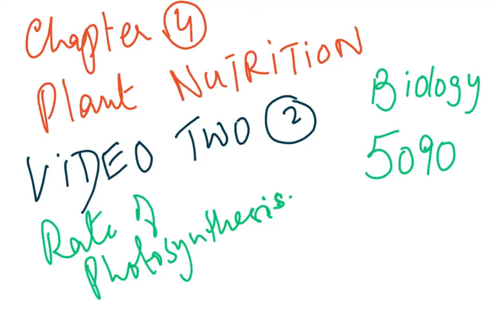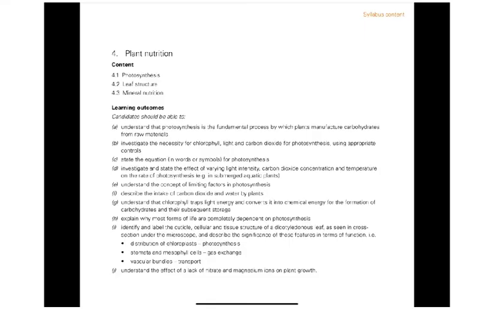Start with chapter 4 of plant nutrition, which is syllabus 5090, and this is the second video on this chapter. Basically, what we're going to study is the rate of photosynthesis, the three investigations that were left from the first chapter. The syllabus point we're going to cover now is syllabus point D. Investigate and state the effect of varying light intensity. First varying light intensity, then varying the carbon dioxide concentration, and then varying the temperature. And what we have to study is the rate of photosynthesis.